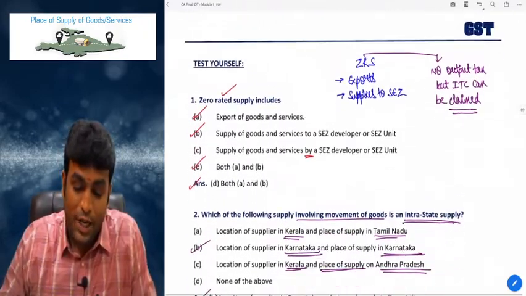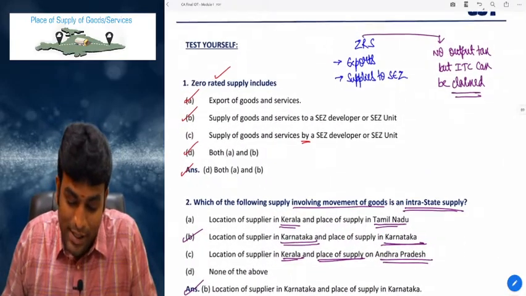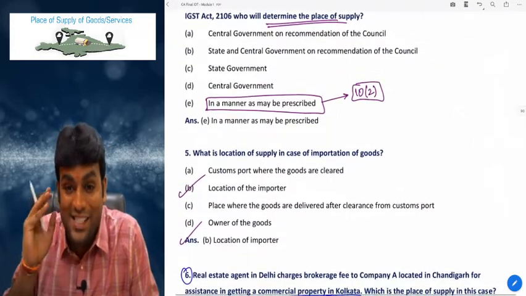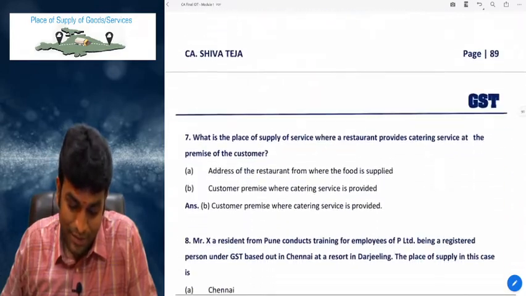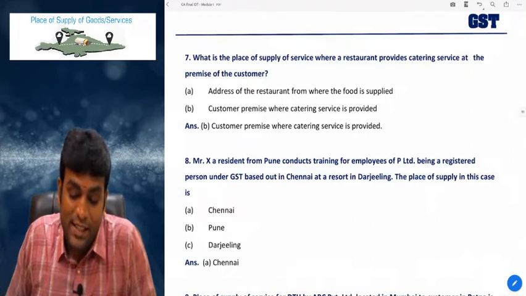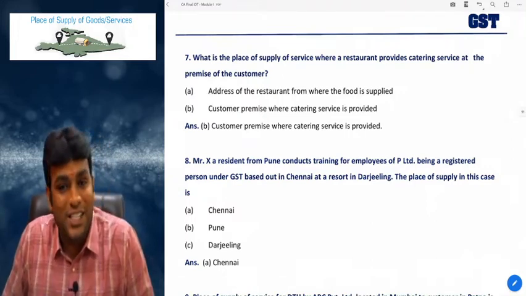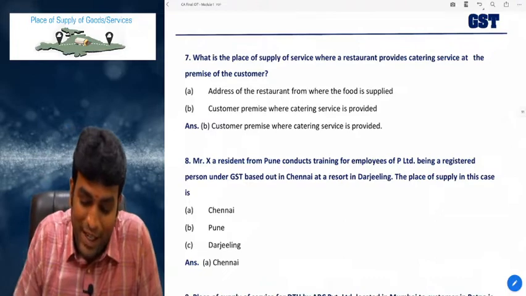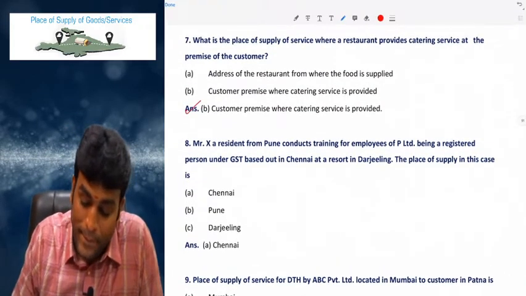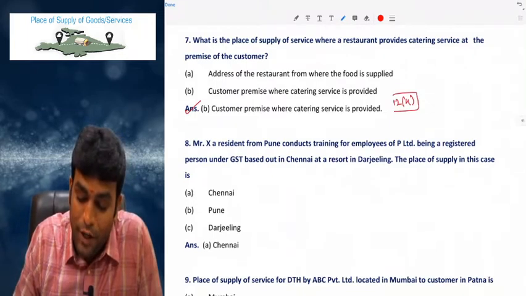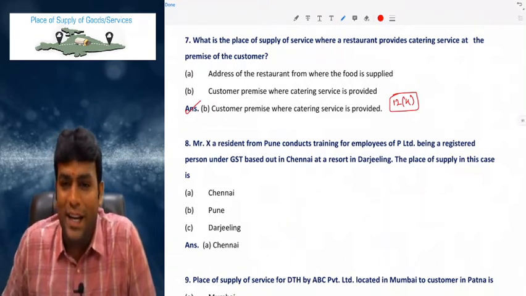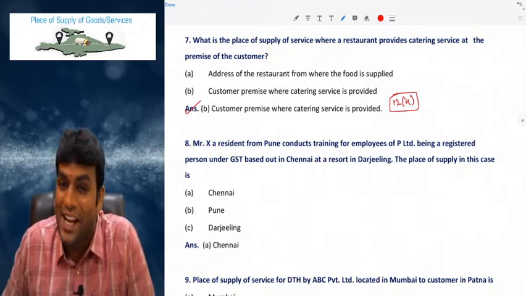Yeah, so if I just look at these multiple choice questions, friends, some we have already done, but 2-3 interesting questions are there related to the concept we just learned. What is the place of supply of service where a restaurant provides catering service at the premises of the customer? What is the answer? Customer premise where catering service is provided. Obviously because of 12/4, my dear friends. Restaurant and catering service, personal grooming, fitness, beauty treatment, health service including cosmetic and plastic surgery.